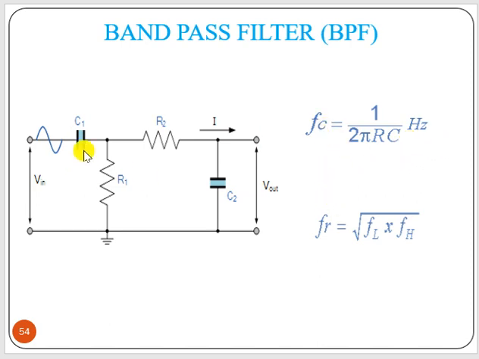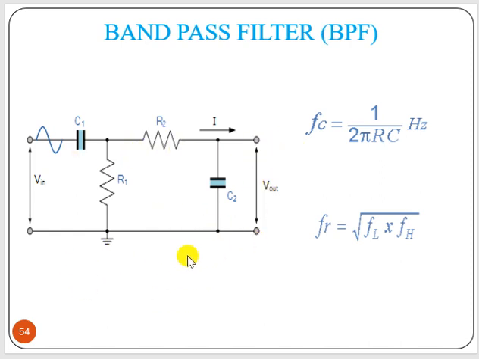That is FC1 = 1/(2πRC1), FC2 = 1/(2πR2C2), like that. FR equal to root of FL into FH, that you have to find out. Now in that case, how it is a band pass filter, you can prove it. Say when omega equals 0, what happened? This is open circuited, right? So nothing will pass here, so output is 0.